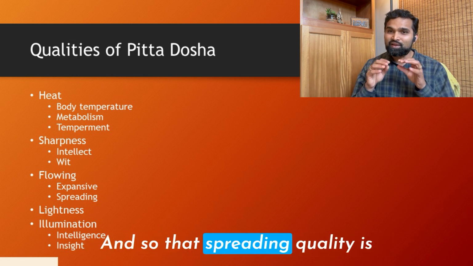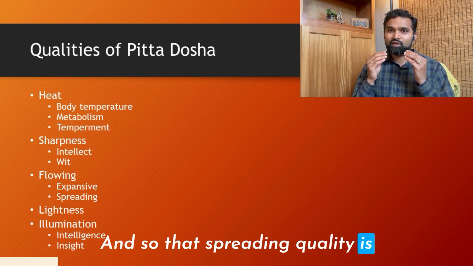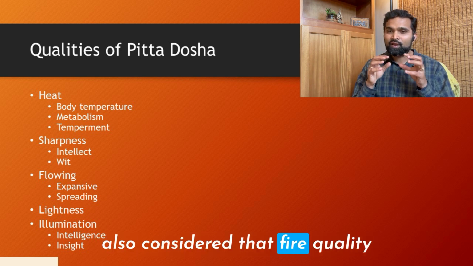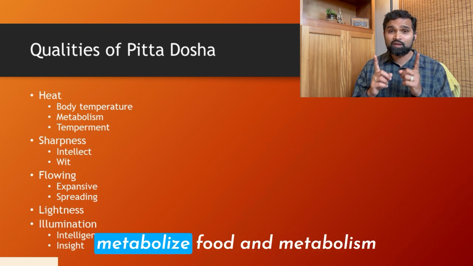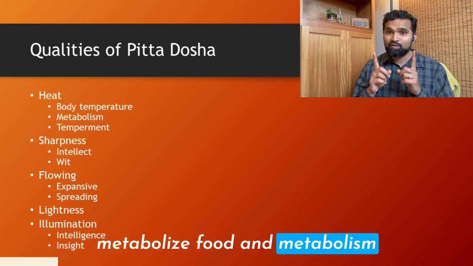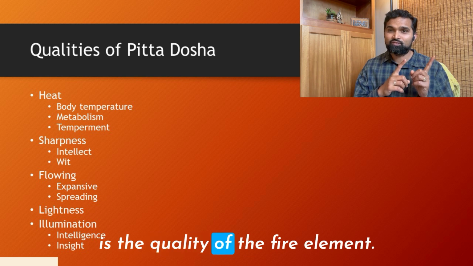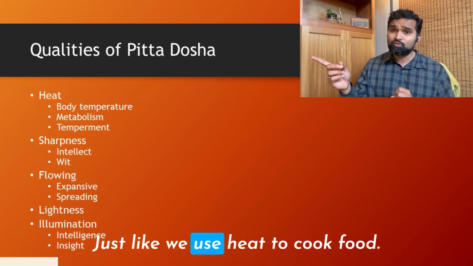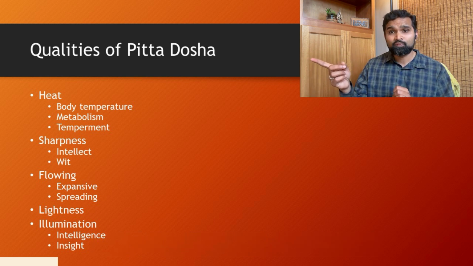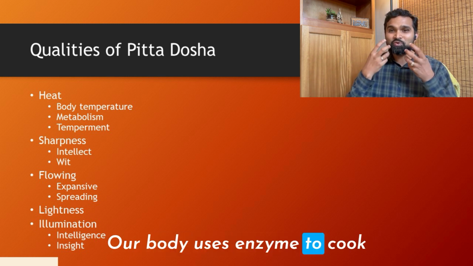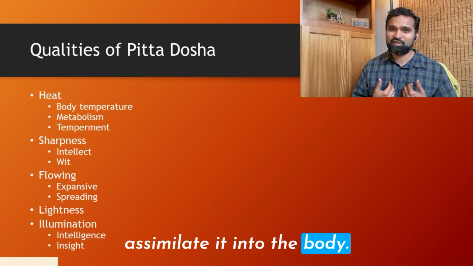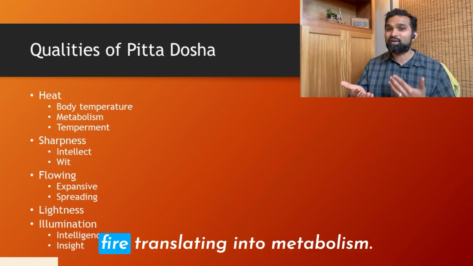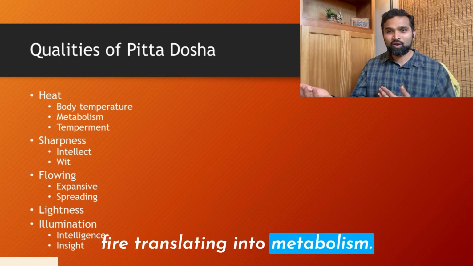That spreading quality is also considered the fire quality, because what do enzymes do? Enzymes help us metabolize food, and metabolism is the quality of the fire element. Just like we use heat to cook food, our body uses enzymes to cook food to make it digestible and assimilate it into the body. And so that is the metaphor of fire translating into metabolism.